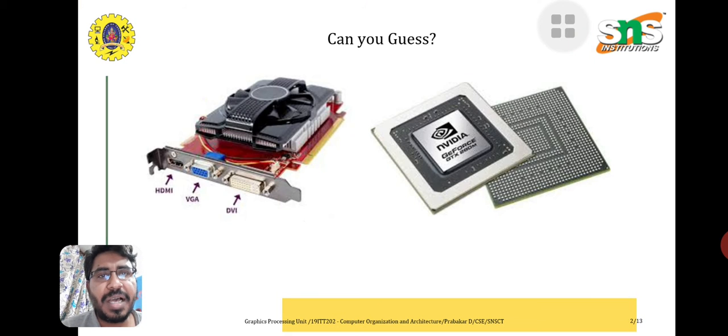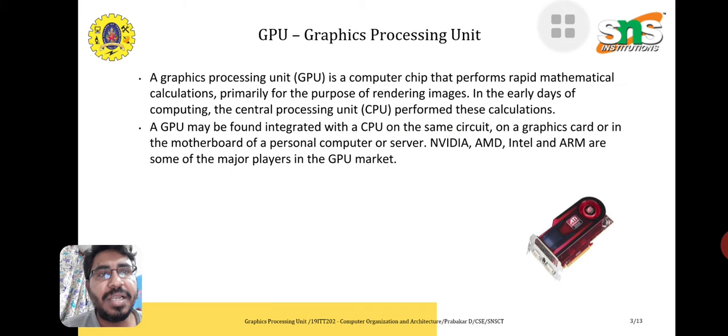So this is the various graphics, that is, graphic pictorial representation, and here is the graphics processing unit processor. So these two we have illustrated here. Nvidia, AMD, and ARM are the companies whose graphics processing units we are utilizing in the market.